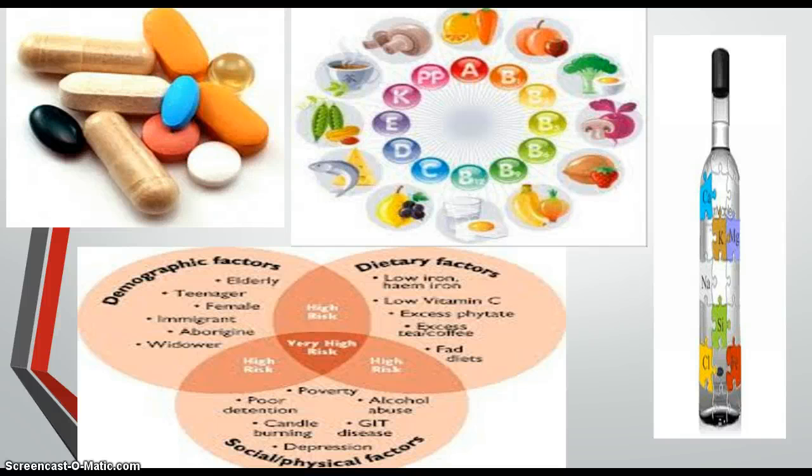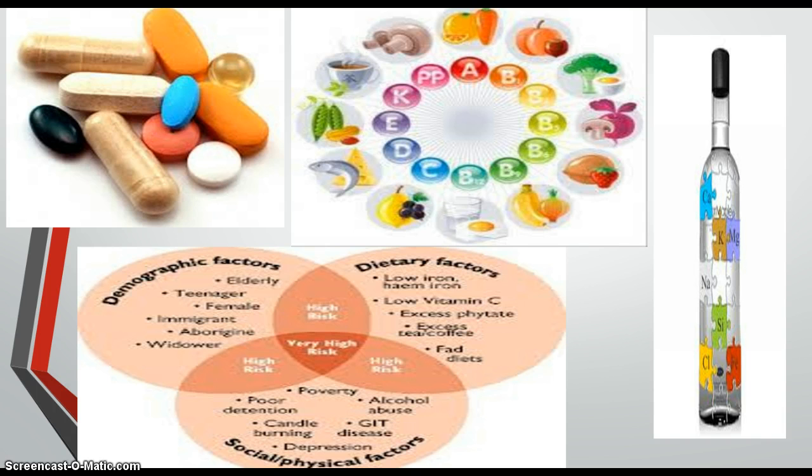And you can see at the points where any two of the circles overlap that they become high risk. They go from being risk to being high risk. And then at the point where all 3 circles overlap, they become very high risk. If you look at the 3 circles, you can take a teenager who has excess tea and coffee intake, probably low vitamin C, does fad diets, possibly lives in poverty, and at the rate it's going, a lot of teenagers now have depression. That person becomes very high risk for vitamin deficiencies.